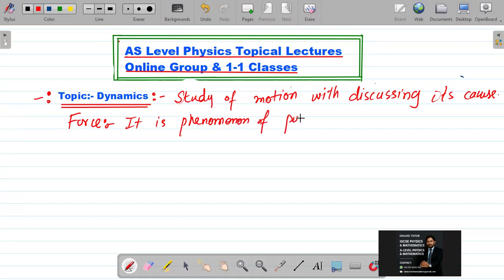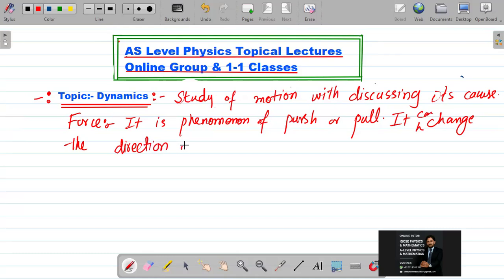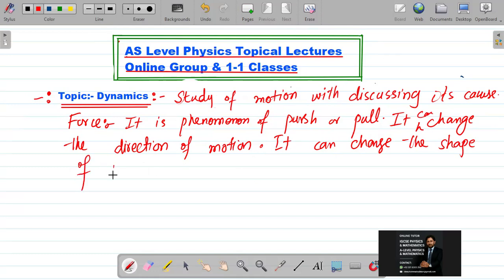Force is a phenomenon of push or pull. It can change the direction of motion, and it can change the shape of a body. And it is a vector quantity.